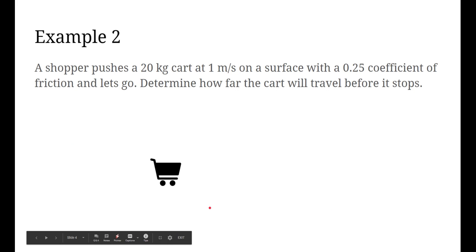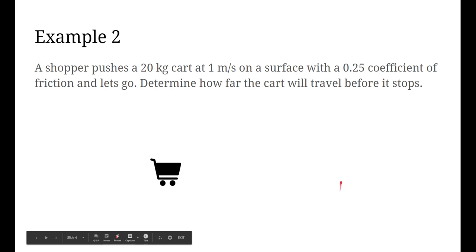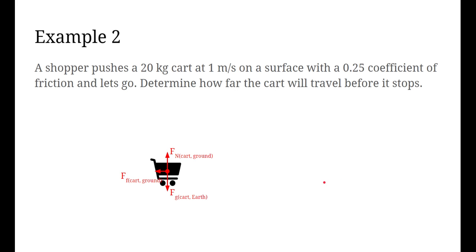For our second example, we have a shopper that's pushing a 20 kilogram cart at 1 meter per second on a surface with a 0.25 coefficient of friction, and then they let go. We have to determine how far the cart will travel before it stops. And so the force diagram for this cart is, since the person has let go, we don't have any force pushing the cart in the direction that it's moving, even though the cart right now is moving to the right, and then it's experiencing friction, which is going to slow it down.